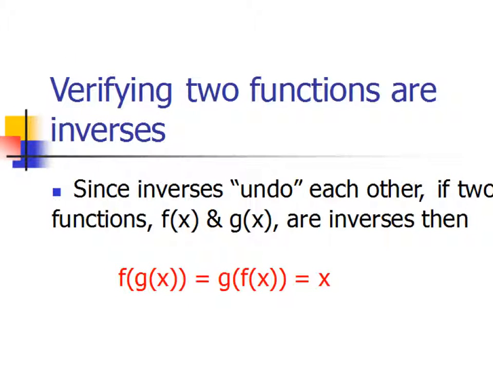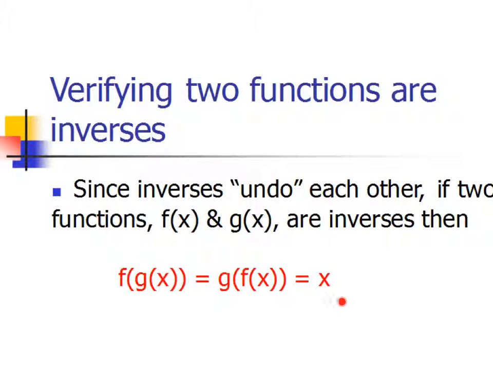Okay, so the first topic that we're going to look at is verifying that two functions are inverses of one another. So if I have two functions given to me, how do I tell if they are inverses or not? Since inverses undo each other, if you do composite functions, if you did f of g of x, you would find all the operations undo each other. And you would get the exact same thing if you went the other way, if you did g of f of x. And both times, everything should cancel out until all you have left is x.